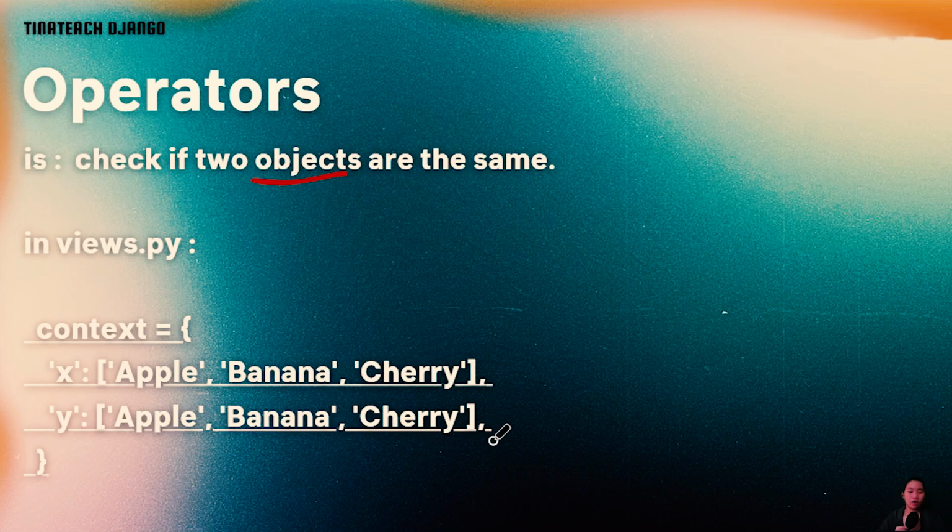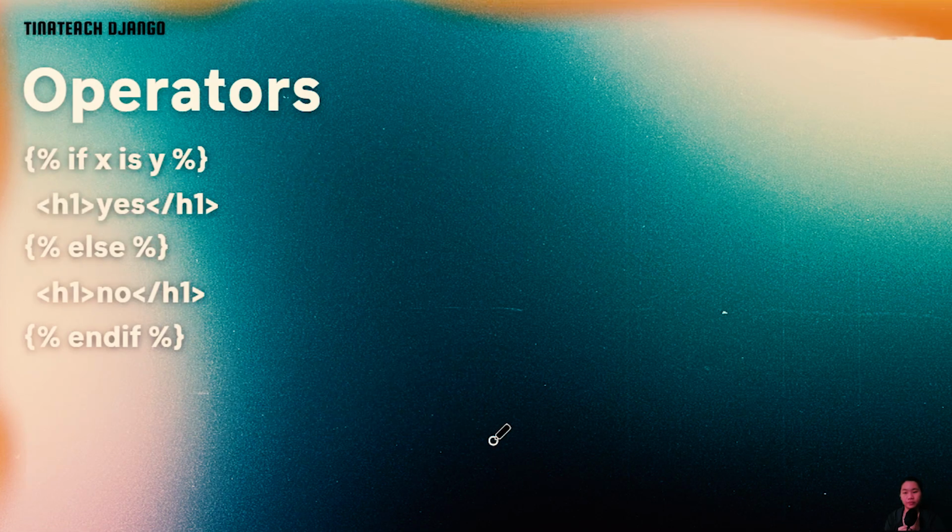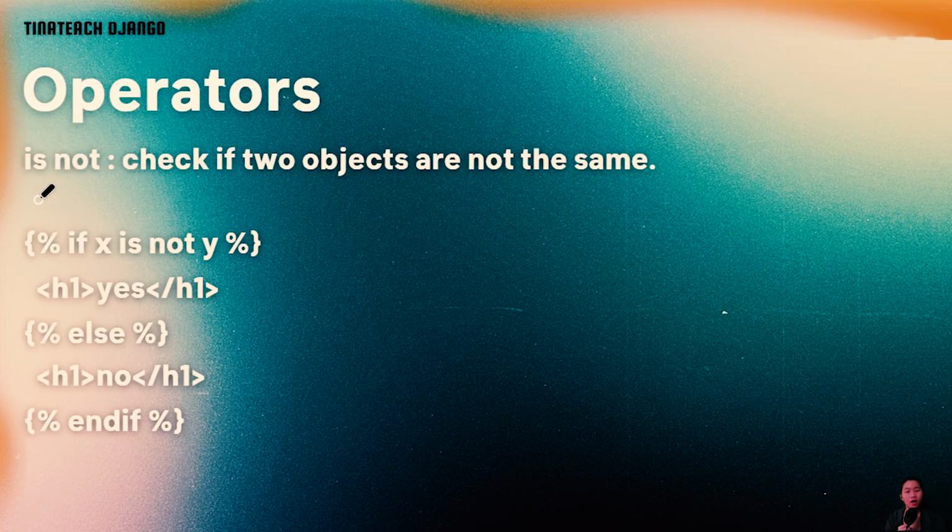So they are arrays that have the same values. Now, if X is Y, yes. Else, no. Very simple. If X is the same as Y, it evaluates to yes. Otherwise, print no. Now, we have the opposite of that, like we do with in and not in: is not.